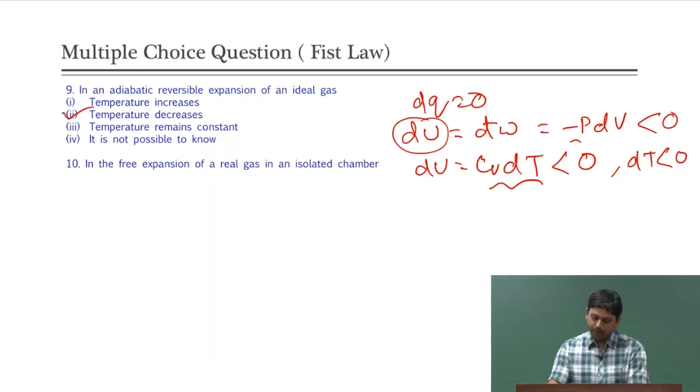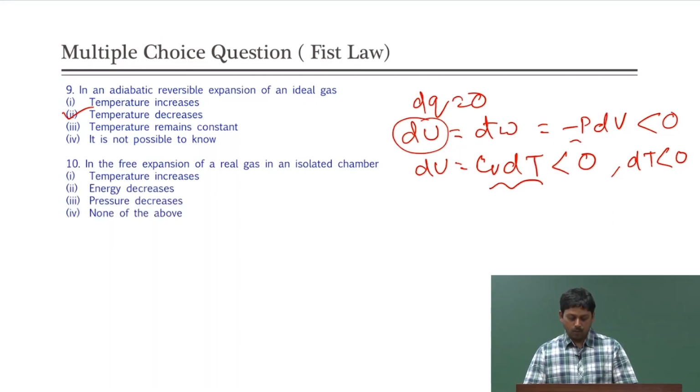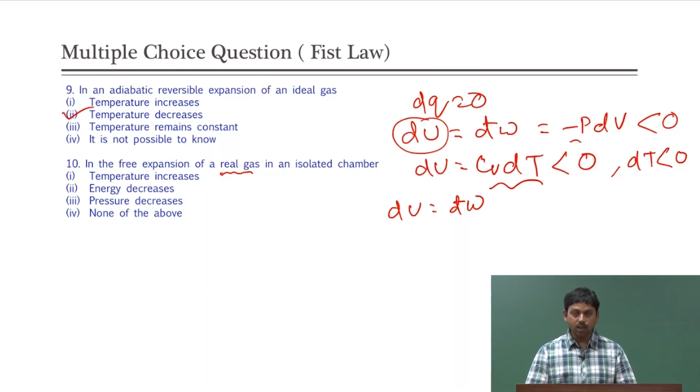10th question, in the free expansion of a real gas in an isolated chamber, what will happen, any of these four things. So, there is a catch here. You have to see the real gas, that is the catch. So, free expansion as we discussed before, free expansion of an ideal gas in an isolated chamber, temperature remains constant. The reason is that in an isolated chamber dq is equal to 0. So, dU equal to dW, right. When it is a free expansion your work done is also 0, therefore, dU will remain 0, therefore, temperature will not change for an ideal gas.